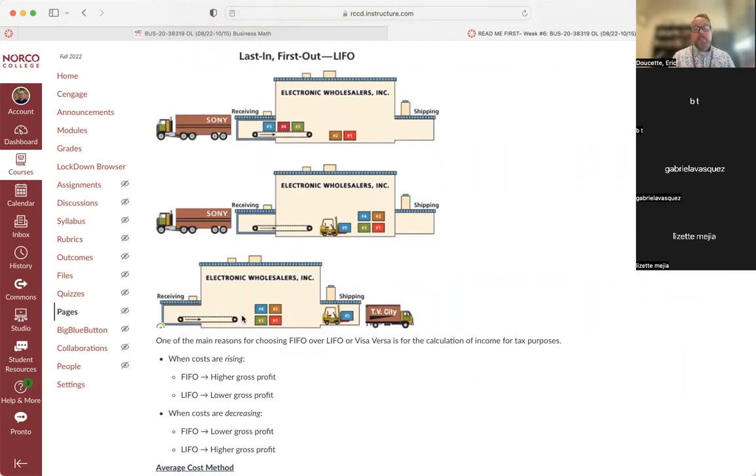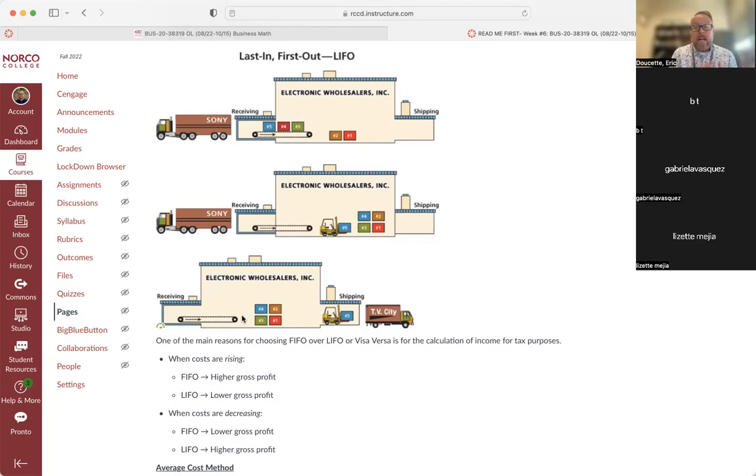Now, the reason that companies do that is because sometimes the last item you put in might have been worth more money. It cost you more. So you're going to pay less on taxes. You're going to show less profit because it costs you more to make that item versus maybe the first one you put in, or vice versa. Maybe the last one cost you a lot less to make.